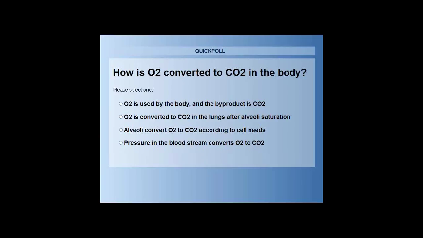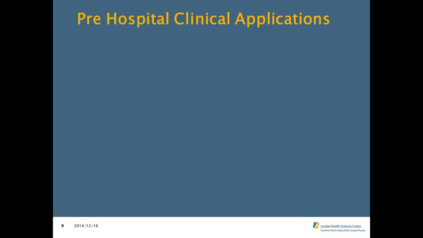We've got about half the audience that have voted, so we'll give you a couple more seconds to answer. All right, so I'm going to close the poll. It looks like about 90% of the audience answered option A. Oxygen is used by the body, and the byproduct is carbon dioxide. Okay, thank you, Steph. We can't actually see the question on here, but that is correct. Do we have another question? Well done on that one, guys.